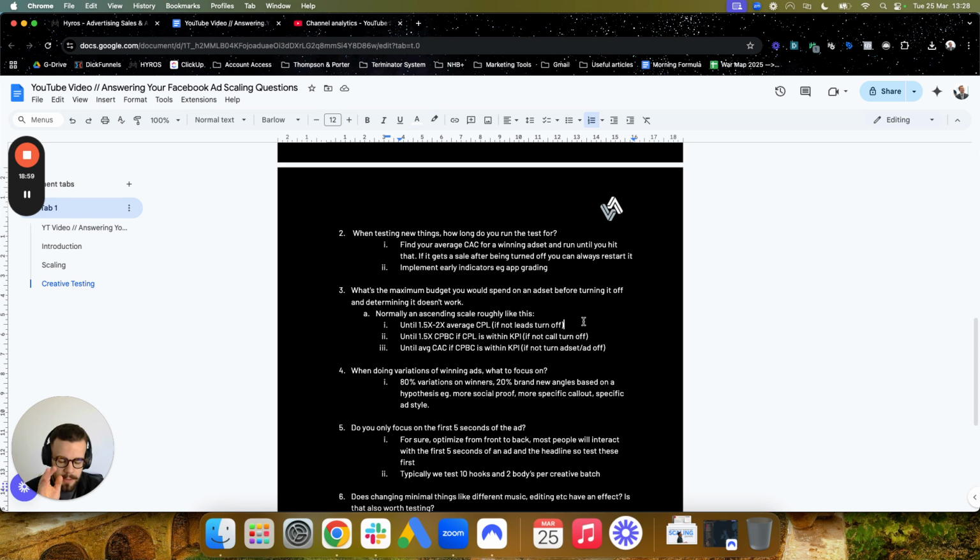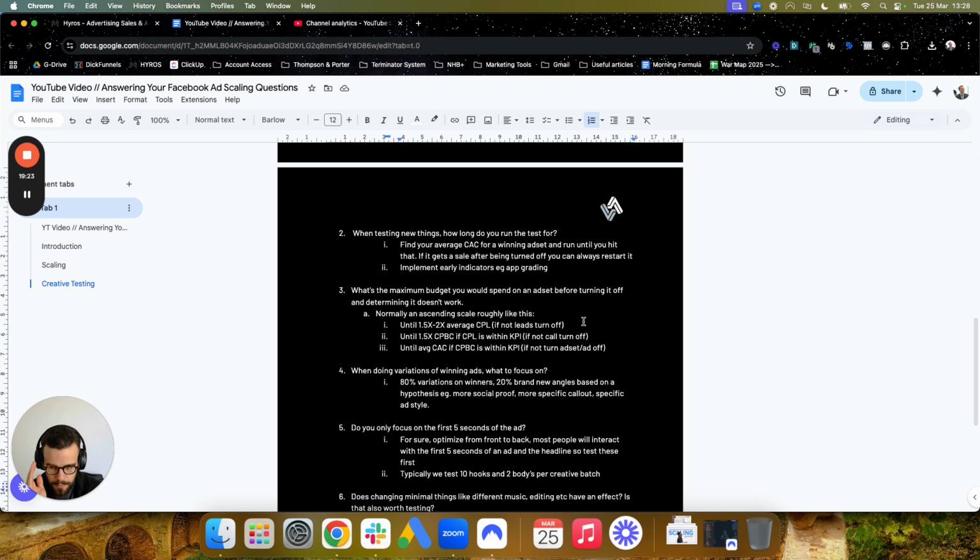So again, if your average CPL, and be honest about this, is $10, obviously it's not going to be $10 everywhere. There might be some that are 12, some that are 9, some that are 10, 25, whatever it is. If your average is 10, let it run to $15, $20. If there's no lead, turn off the ad or turn off the ad set.